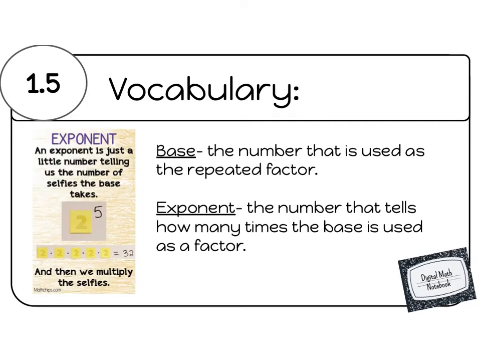Today's lesson also has 2 vocabulary words. The vocabulary words today are base, which is the number that is used as the repeated factor, and the exponent, the number that tells how many times the base is used as a factor. There's a picture here to the side. It says an exponent is a little number telling us the number of selfies that the base takes. So the base is the big number and the exponent is the little number. You do not need to copy down the picture, but you do need to pause to write the vocabulary words and their definitions into your digital math notebook.